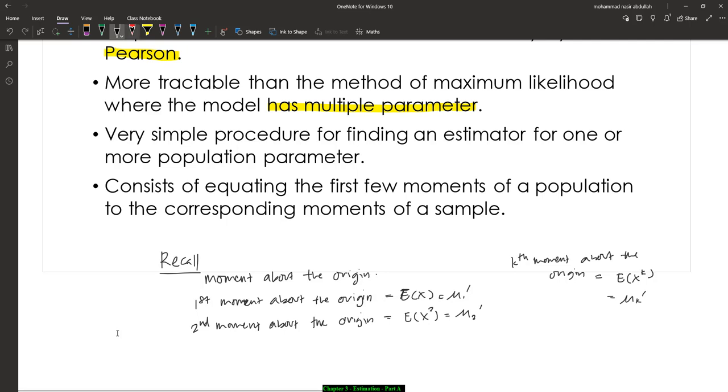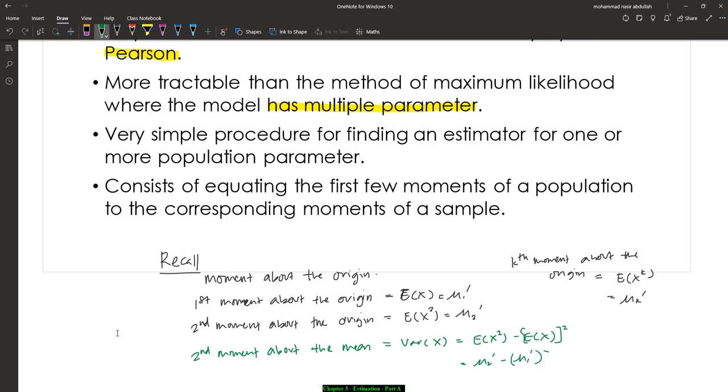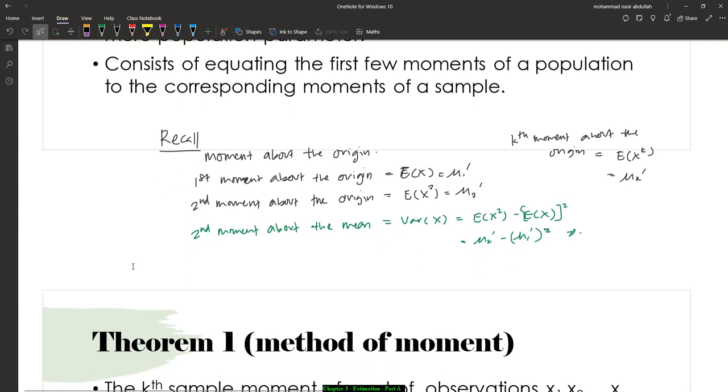Another one is we need to understand the second moment about the mean, which is equal to variance of x, which is equal to expected of x square minus the square of expected of x, which is also equal to mu 2 prime minus mu 1 prime squared, right? So just to recall your previous knowledge, right?